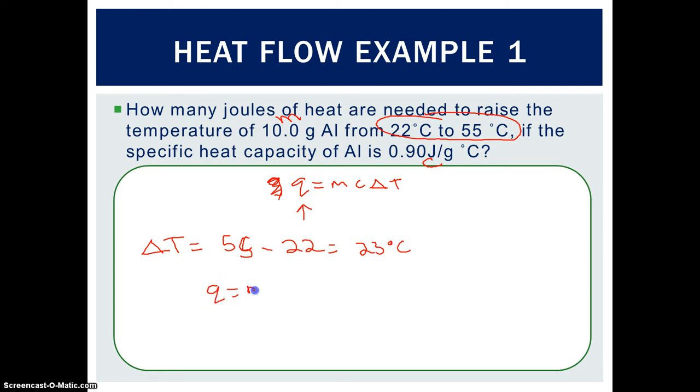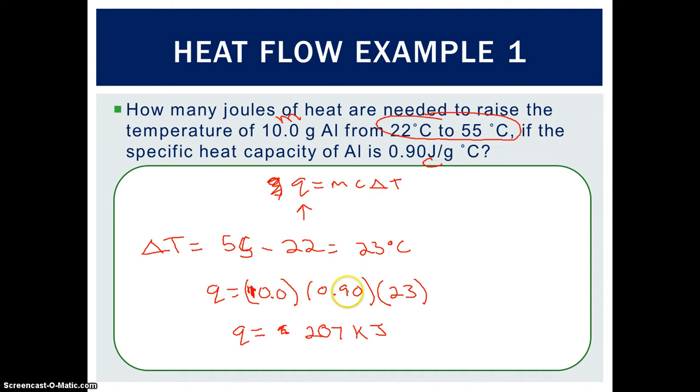Q equals m, which is 10.0 grams, times c, which is 0.90 joules per gram degree Celsius, times my delta T, which I just found to be 23. If I multiply all of these together, I end up with Q equals 207 joules.